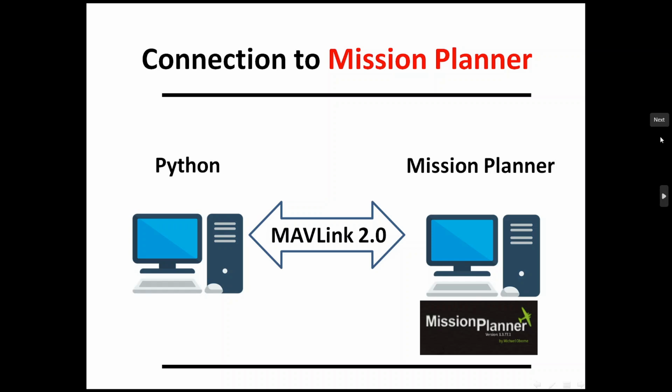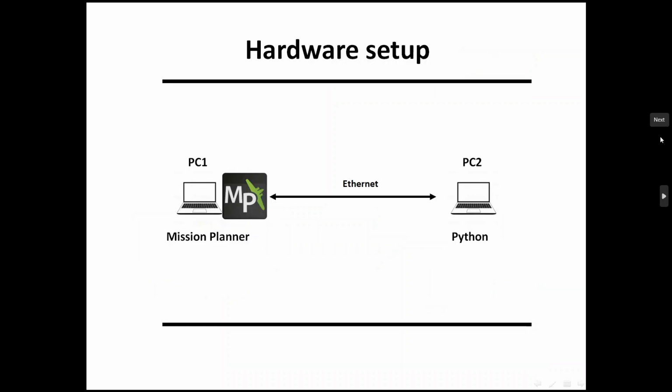And the link will be Ethernet, as you can see here, but it's not important because we are targeting the IP address. It can be Ethernet or Wi-Fi and so on. So now we are on PC number 1 and we'll see the Mission Planner execution for the connection. On the other computer we will see the Python code.